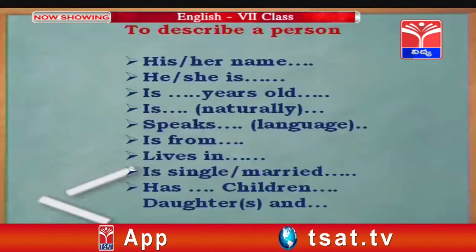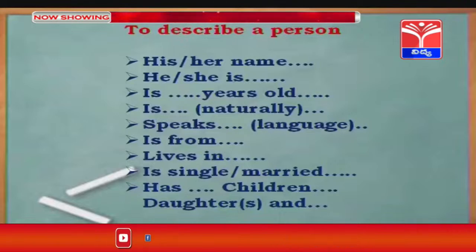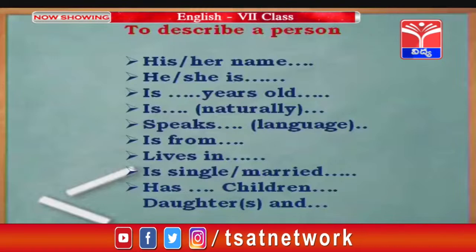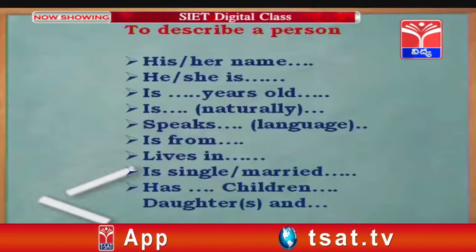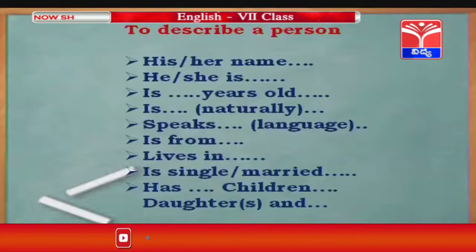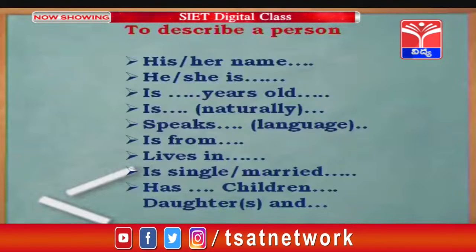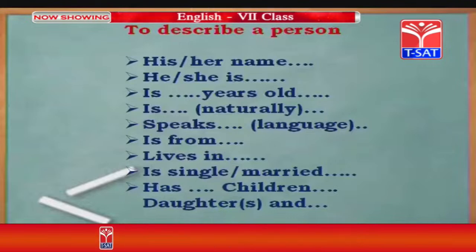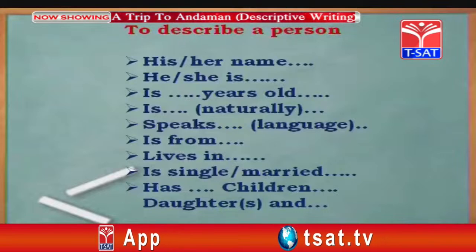Just see the sequence. To describe a person, at first his or her name has to be mentioned, and whether he or she is a doctor or a teacher. And how old? For example, she is 10 years old, she is 28 years old. And then naturally, what is he like? She is a brilliant girl, she is good looking, or he is handsome, certain statements. And what languages they speak, where he is from, which region they live in, whether single or married, has children, maybe daughters or sons.